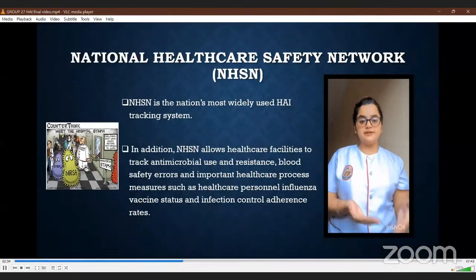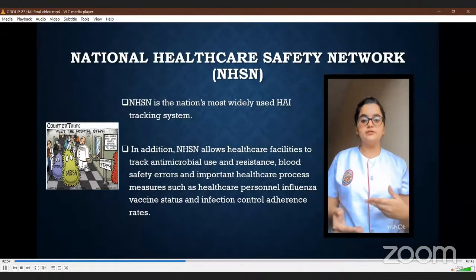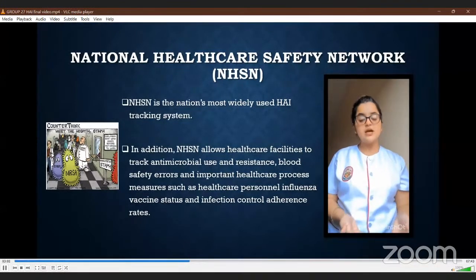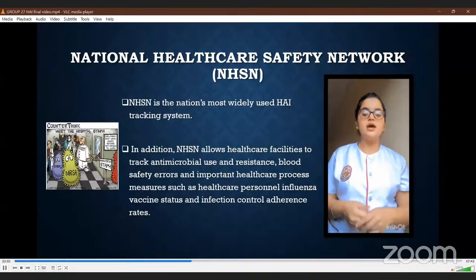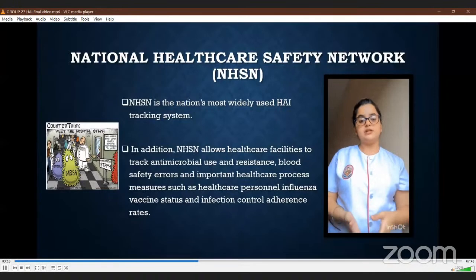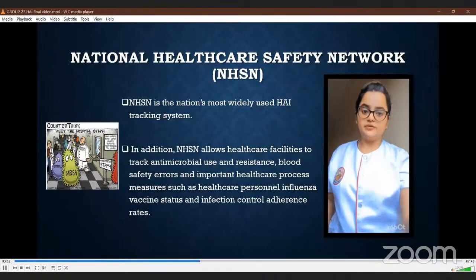Now we'll talk about the National Healthcare Safety Network, NHSN. It is the most widely used tracker for HAIs, as it provides the states and regions with the data needed to identify problem areas, prevent, control, and ultimately eliminate HAIs. In addition, it also provides a tracking tool for antimicrobial use and resistance, and also important healthcare process measures such as healthcare personnel influenza vaccine status and infection control.